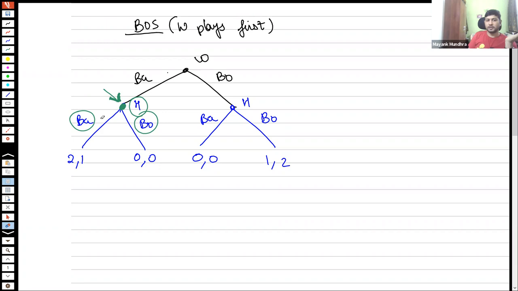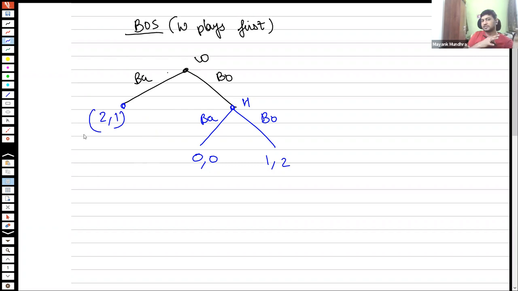So I can just eliminate whatever is not being chosen. I know that if this decision node is reached, then the final outcome is going to be 2, 1. So I can write 2, 1 here directly, and I can remove this entire sequence which follows that.